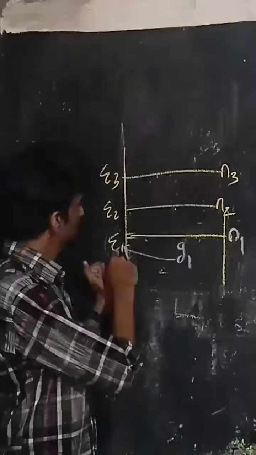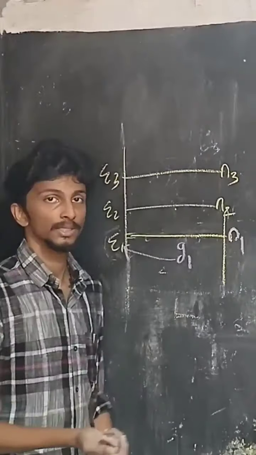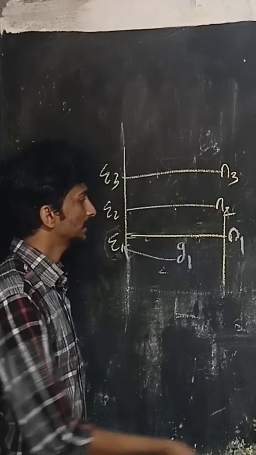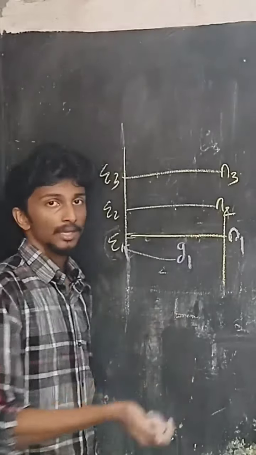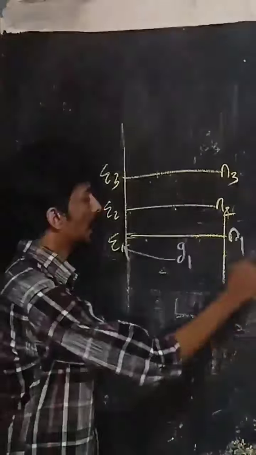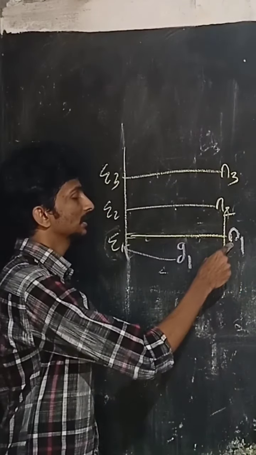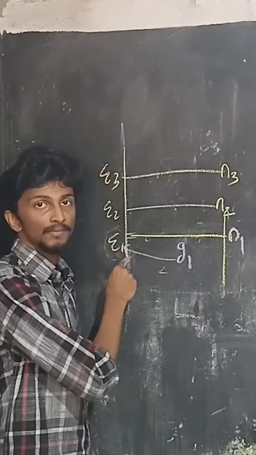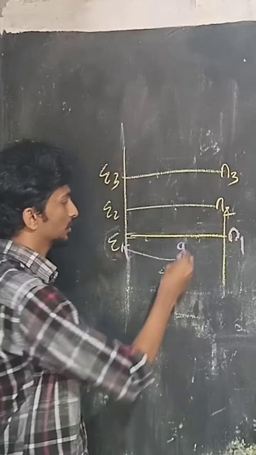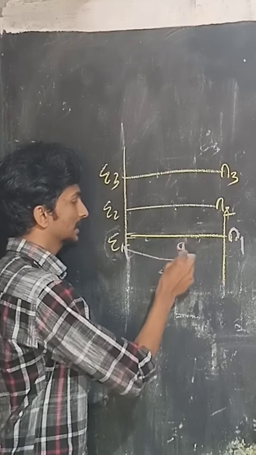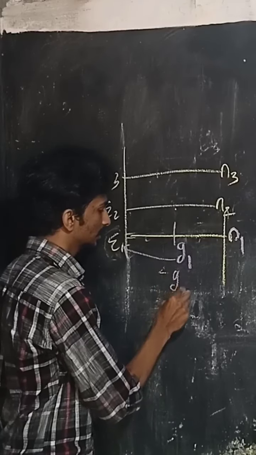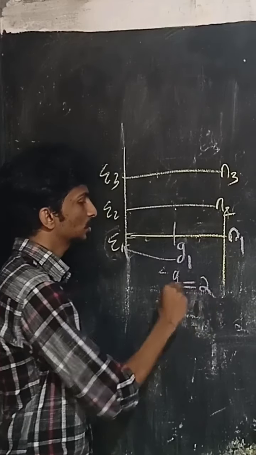So we say that this state is G1 fold degenerate. In fact, imagine we need to, and let me ask you a question, in how many ways can I put these N1 particles into this energy level E1? For that, I also need to take this degeneracy into account. That is, imagine this G1 is 2. That is, this is 2-fold degenerate.